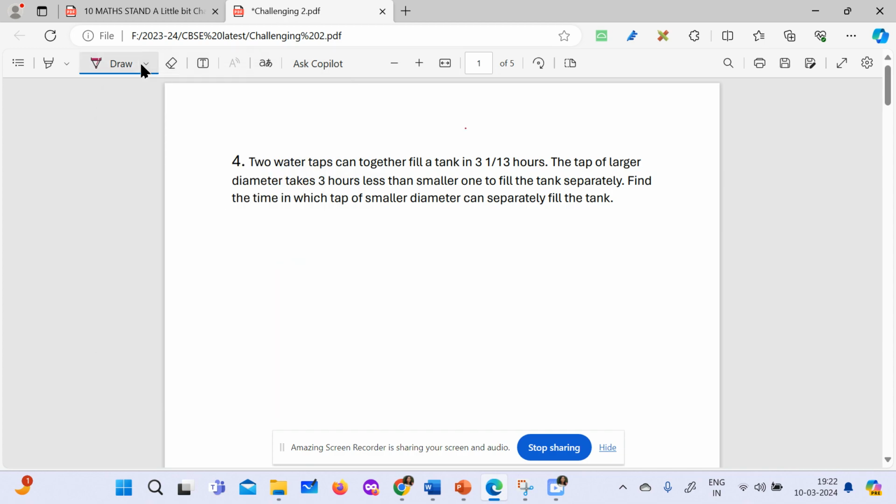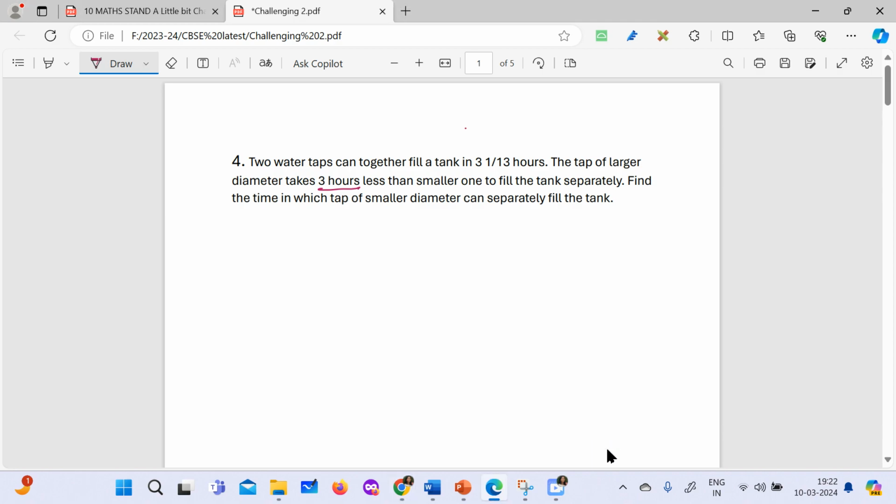So this is part 2 of the challenging questions for the CBSE grade 10 examination. Let's see question number 4. Two water taps can together fill a tank in 3 and 1 over 13 hours. The tap of larger diameter takes 3 hours less than the smaller one to fill the tank separately. Find the time in which the tap of smaller diameter can separately fill the tank.